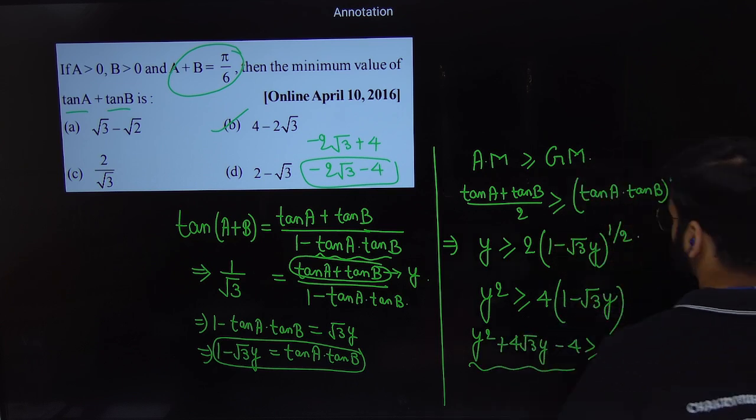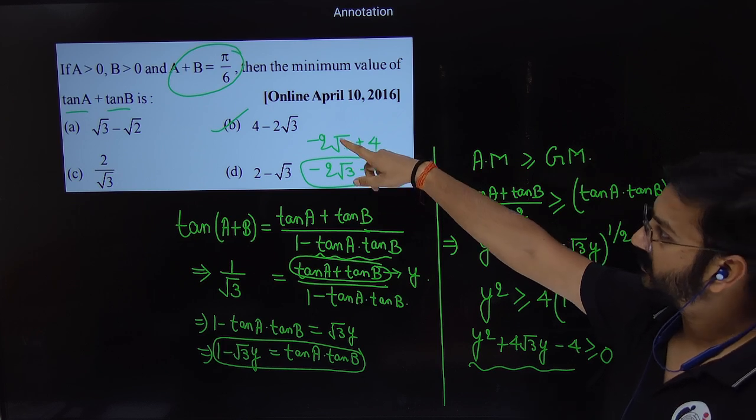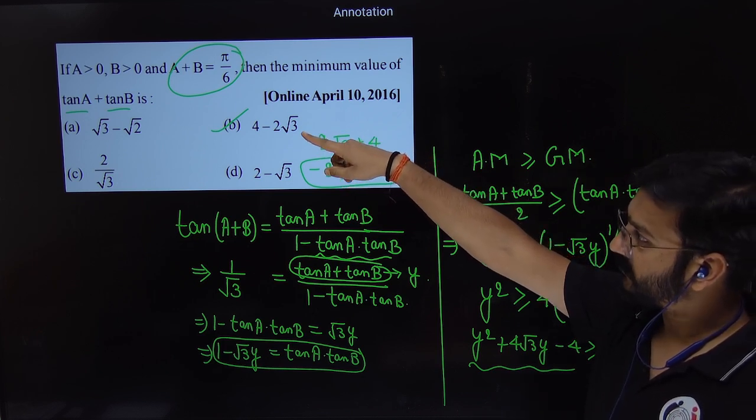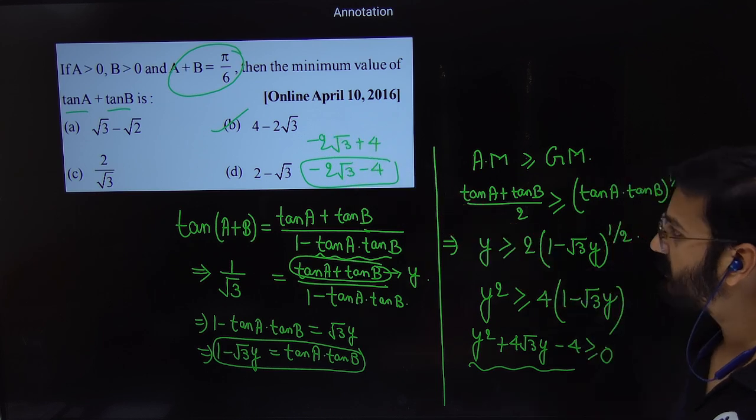Anyone who is still solving can leave some space. You should be able to solve this. There should not be any doubt. We will ignore negative because A and B are positive angles. So tan A plus tan B should be positive. This is negative. This is positive. So option B.